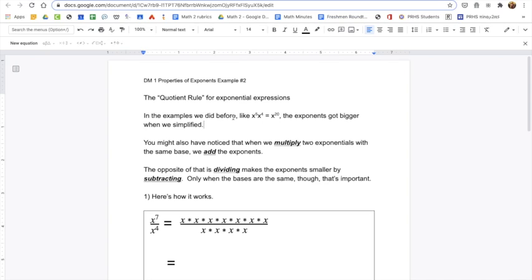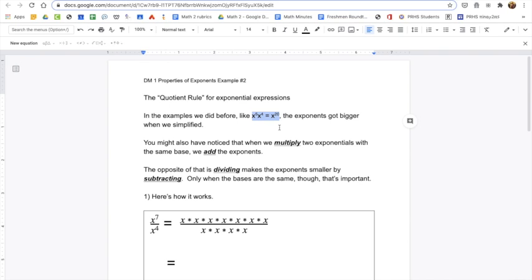In the examples we did before, like x to the 5th times x to the 4th equals x to the 20th, the exponents got bigger when we simplified. You might also have noticed that when we multiply two exponentials with the same base, we add the exponents. It's important to know that this is when the bases are the same. The opposite of that, of course, is that dividing makes the exponents smaller by subtracting. See, dividing is the opposite of multiply, and subtracting is the opposite of adding.